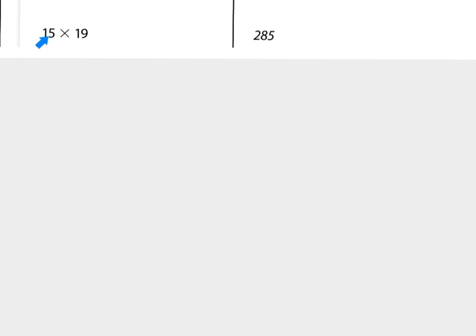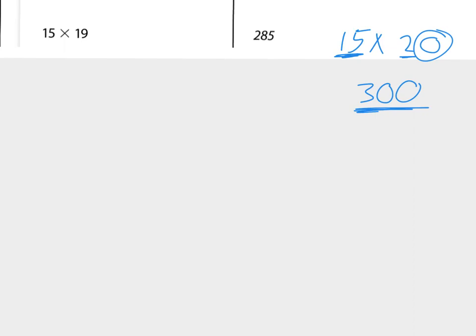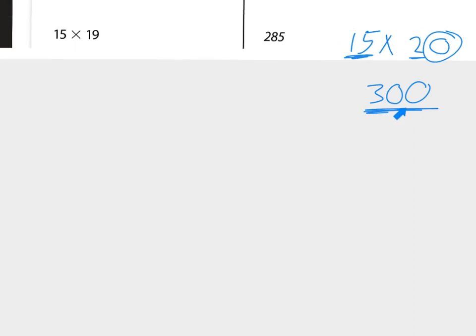Alright, number 2, we have 15 times 19. I'm going to leave 15 alone and I'm going to round 19 to 20. So here's our estimate, we'll have 15 times 20. My basic multiplication fact is 15 times 2, which is 30. I have 1 zero, put a 0 there. 300 should be my estimate for 15 times 19. So 300 is my estimate, 285 is the product they were saying, and this is definitely a reasonable answer.